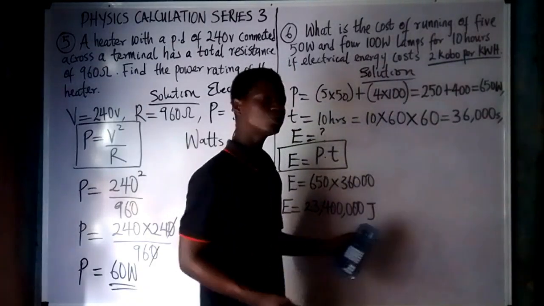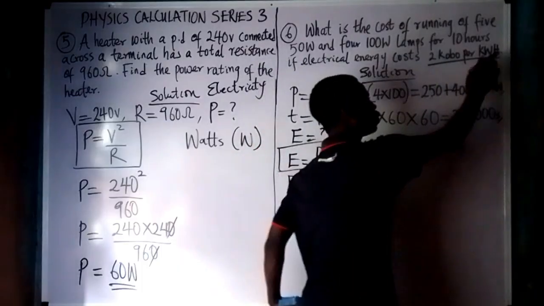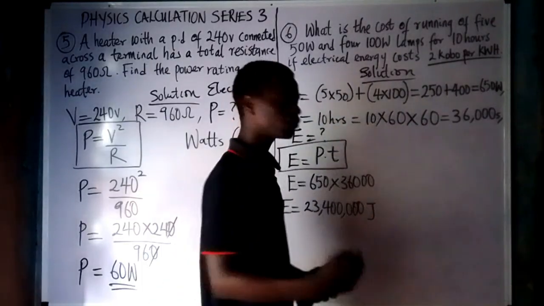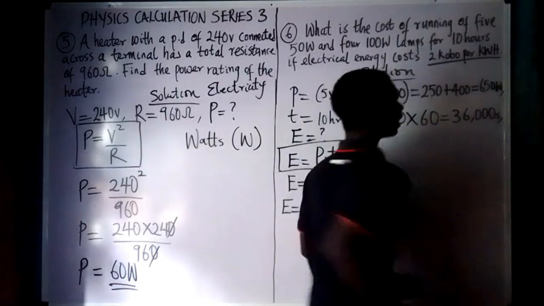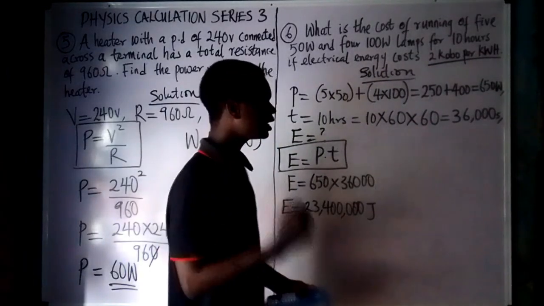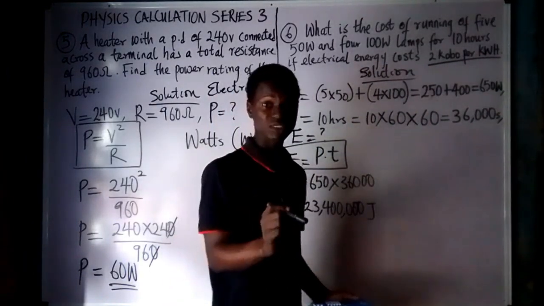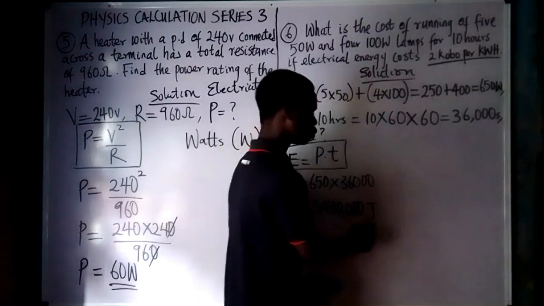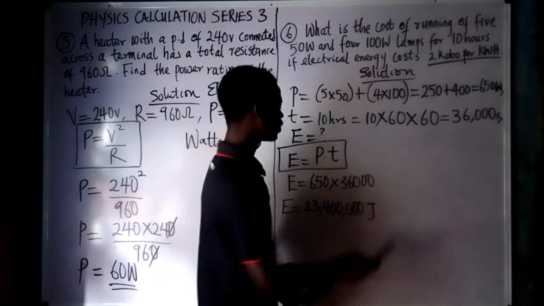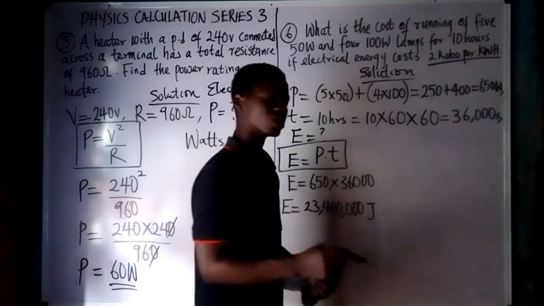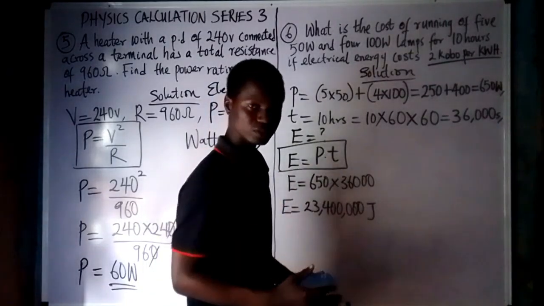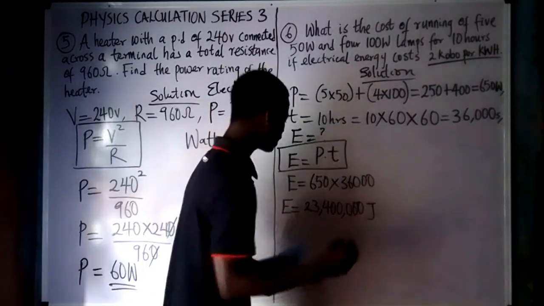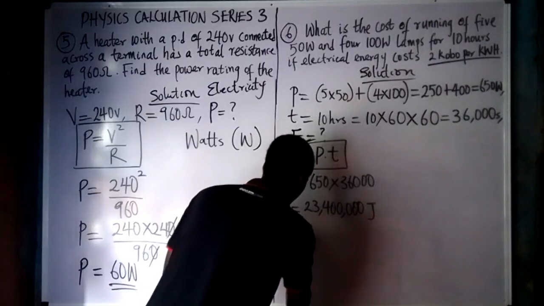So how do we convert from joule to kilowatt hour? Mind you, kilowatt hour is another unit for energy, but it's not the SI unit. The SI unit for energy is joule. So in this instance, we are going to be converting from joule to kilowatt hour. Now to do that, you divide by 3,600,000. So let's see how that works.